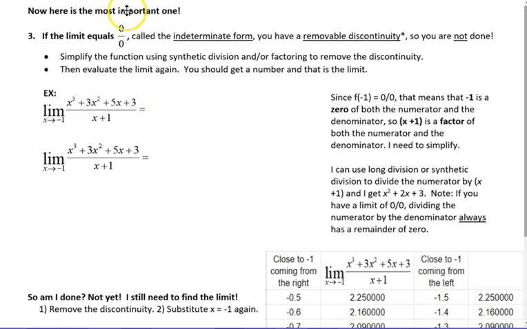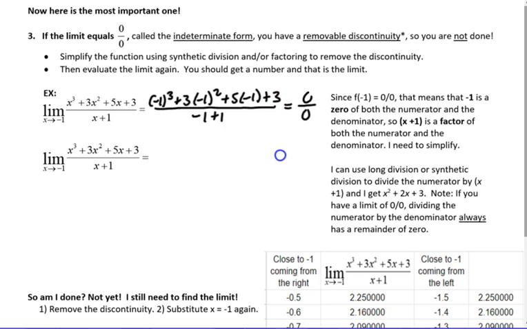Okay, so first of all, we have to determine if we have a 0 over 0. So we always start by substituting the number into the function. So we have -1 cubed plus 3 times -1 squared plus 5 times -1 plus 3, all over -1 plus 1. Well, clearly the denominator equals 0. The numerator equals -1 plus 3 is +2. +2 minus 5 is -3, plus 3, 0. So we have 0 over 0.